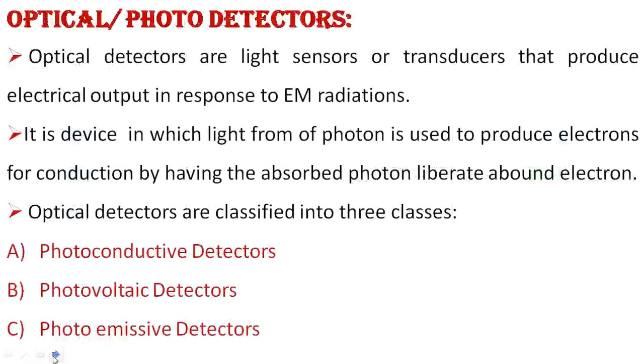Now the next concept is the optical photodetector. Optical detectors are light sensors or transducers that produce electrical output in response to EM radiation. It is a device in which light from a photon is used to produce electrons for conduction, by having the absorbed photon liberate a bound electron. Optical detectors are classified into three classes: photoconductive detector, photovoltaic detector, and photoemissive detector.